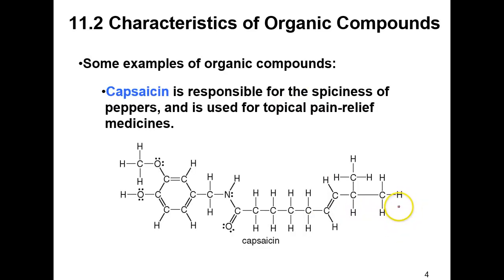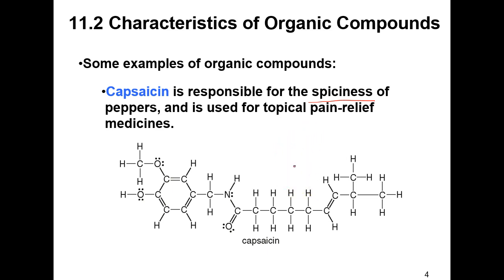Here's another example. Here's a really big molecule. This is a naturally occurring molecule found in our natural environment. This is called capsaicin. This is what gives the spiciness in foods, in a pepper. And it's also been used as a pain reliever because of the spiciness.